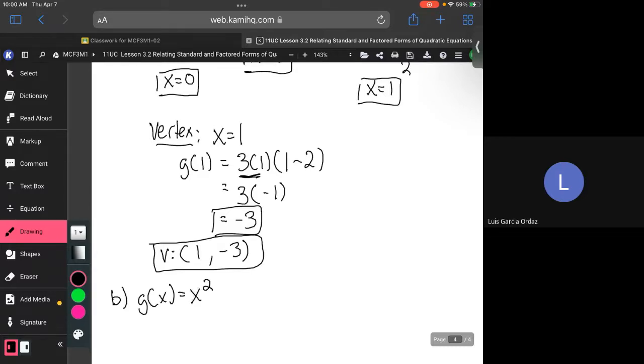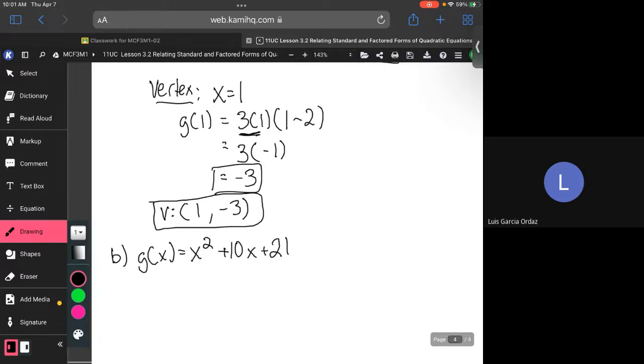I have g of x is equal to x squared plus 10x plus 21. So you guys saw this a lot on the last unit test. How do I factor this trinomial? x squared plus 10x plus 21. Find the product and sum. Yep. So the product is 21. So I need two numbers that multiply to 21 but add up to the number 10.